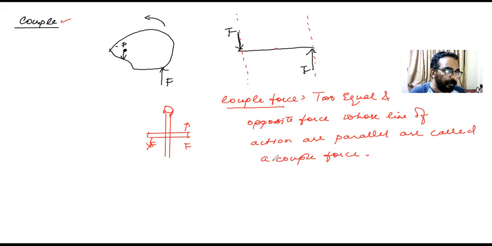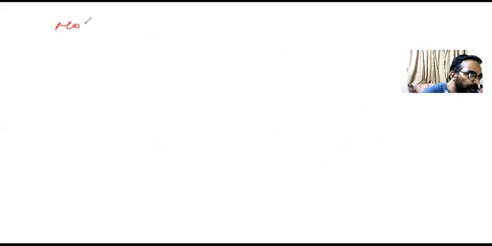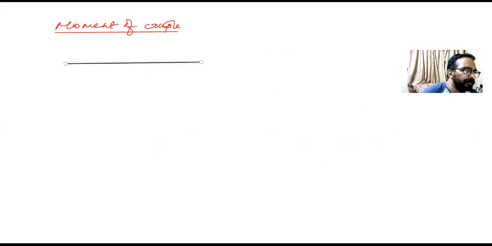Now I'm going to help you calculate the moment of couple. So we go ahead. Now we're going to learn the moment of couple. What is the formula for the moment of couple? So let's see here, children. Suppose I have a bar AB. I'll write AB is a bar. Its ends are A and B.